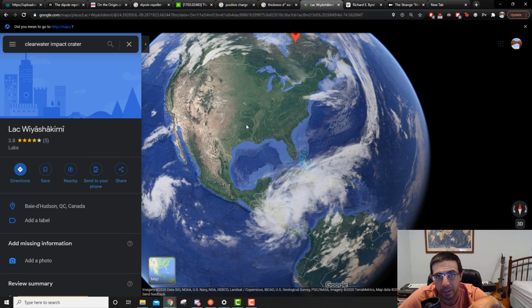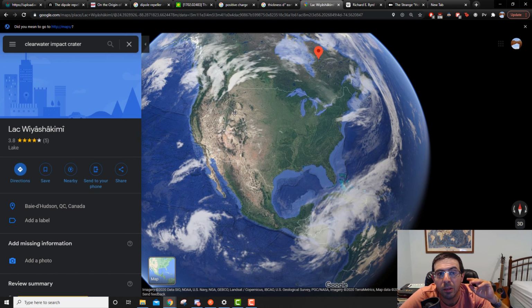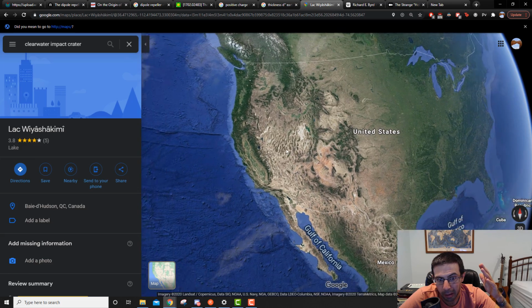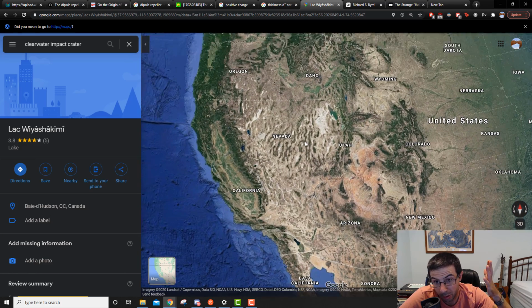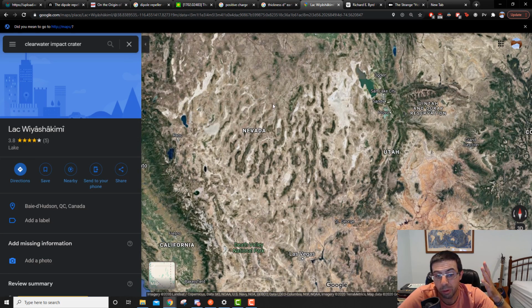There's flood evidence everywhere, by the way. Everywhere. It's so crazy how much flood evidence there is. It's overwhelming, like the western United States. Like, look at this, Nevada, Utah. The ripples of Nevada and Utah and so on, that's formed by water for sure.